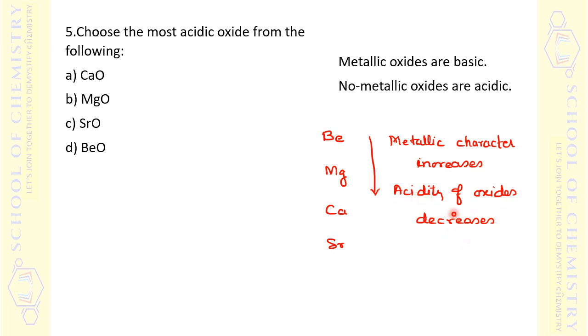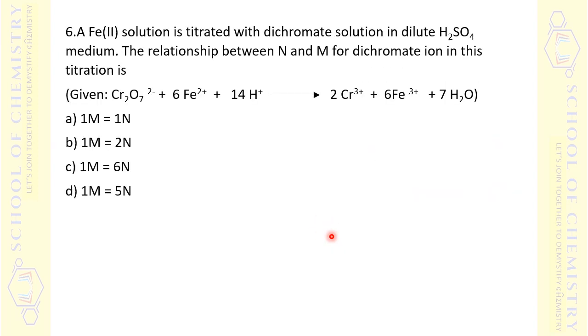So from this logic, you can say that among these, acidity decreases down the group, so beryllium should produce the most acidic oxide. Therefore beryllium oxide should be the most acidic oxide among these, right? It is not really acidic, but comparatively, beryllium oxide can be said to be the most acidic among this given set. Let's move on to the next question.